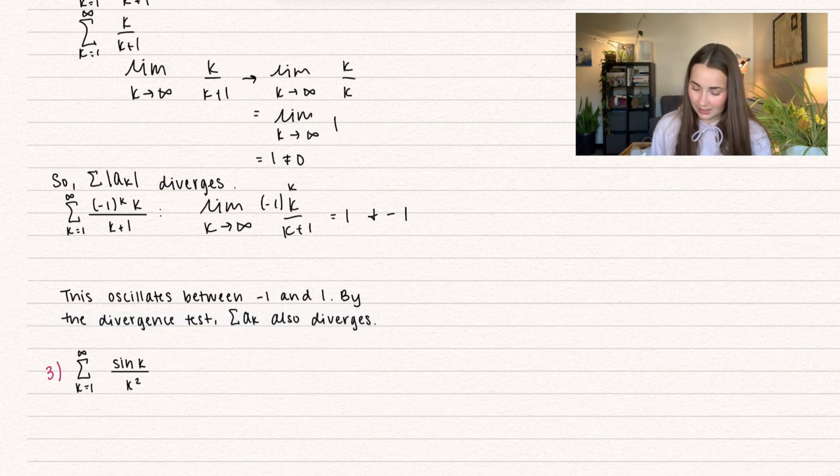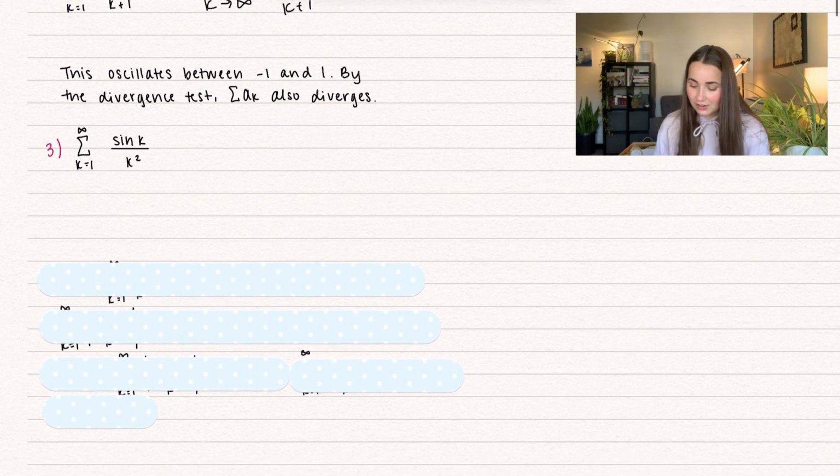So that doesn't tell us anything interesting. We just know it diverges. Here's another series, the sum from k equals 1 to infinity of sine of k over k squared.